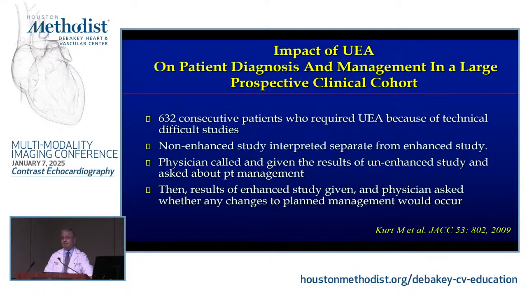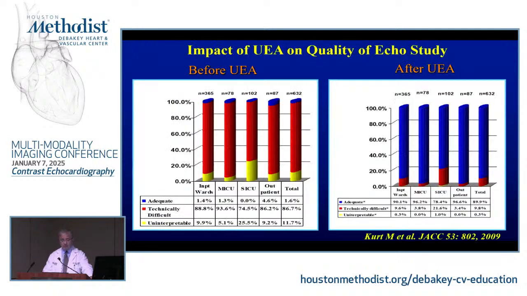Basically, we had patients that were going to undergo, in different scenarios, a contrast echo, and we asked the physician, after interpreting the non-contrast one, what would you do about this patient? And so they told us what they were going to do, and we gave them the final answer after we did it, and asked what the changes were in their assessment and their management. So obviously, by definition, they had difficult studies, and these are the inpatients, MICU, SICU, outpatient, and total.